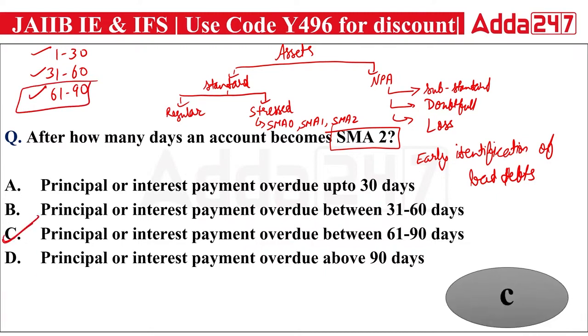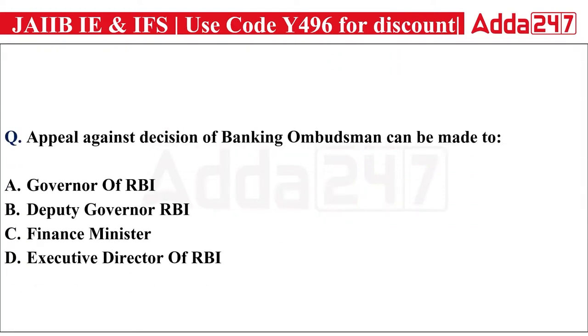If the customer has not paid the installment for 61 to 90 days, then it will be known as your special mention account 2. And all the special mention accounts help us to identify bad debts early, before they become bad debts. Now the second question we have is: appeal against decision of banking ombudsman can be.